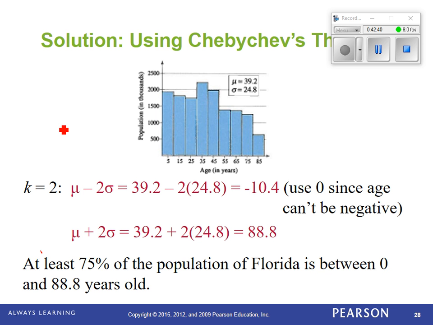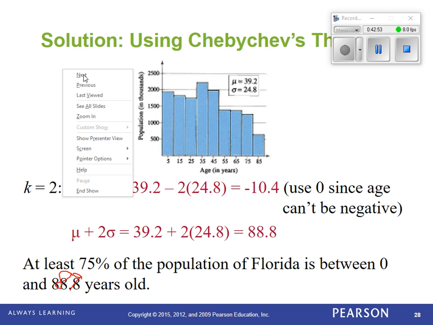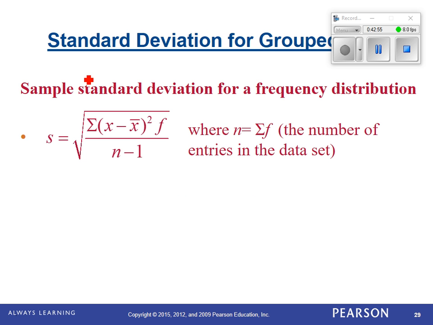So they did the same stuff. They said 75% is between 0 and 88.8, and we rounded ours to 89. I don't know why you put in 88.8 years old. That won't make sense to anybody. People always say that they're like 12 and a half. And they don't say 88.8.